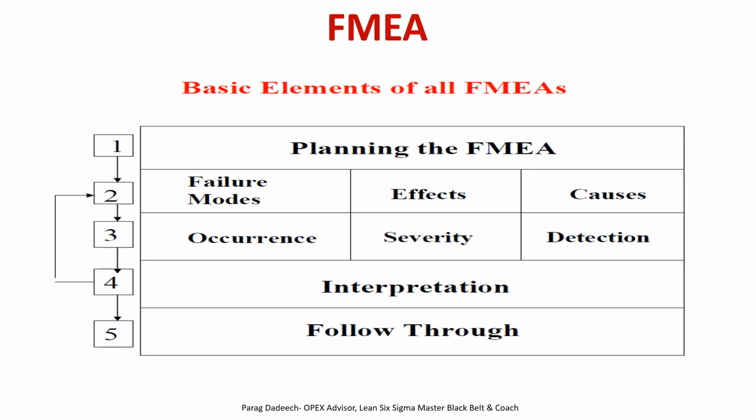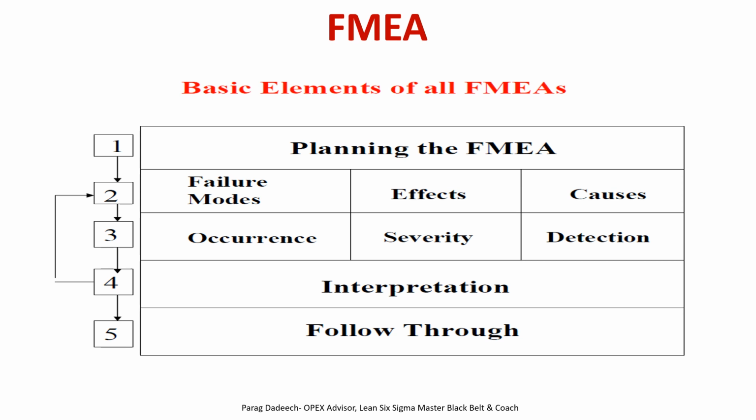So, what are the basic elements of all FMEAs? The first step, obviously, is a proper planning of the FMEA. Having a proper cross-functional team is critical to the success of FMEA. Team should be comprised of members coming from manufacturing, product design, engineering, quality assurance, procurement, and customer service. You review the process, design, product, and the service aspects.